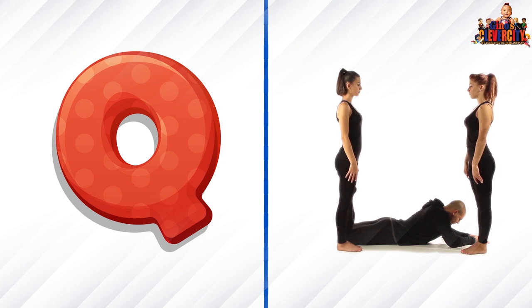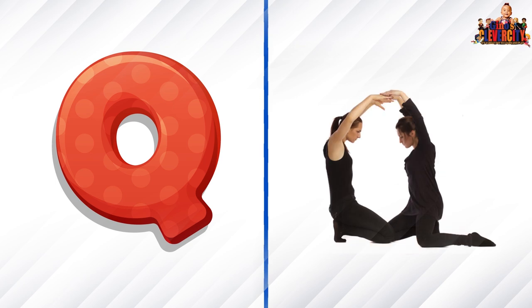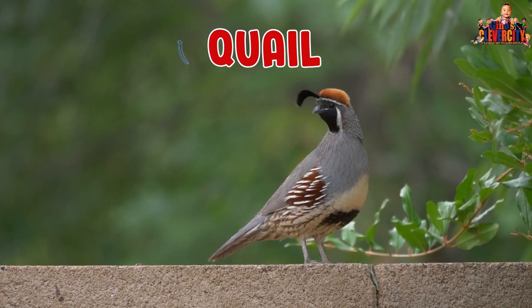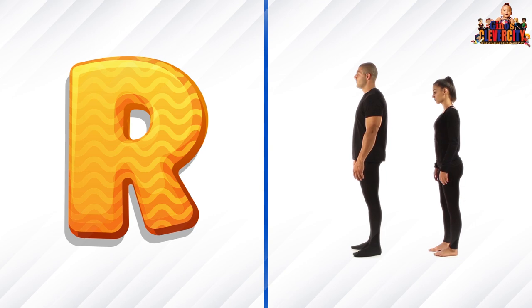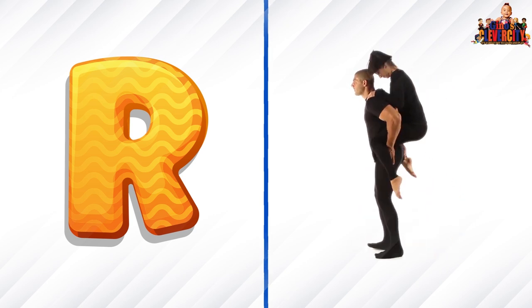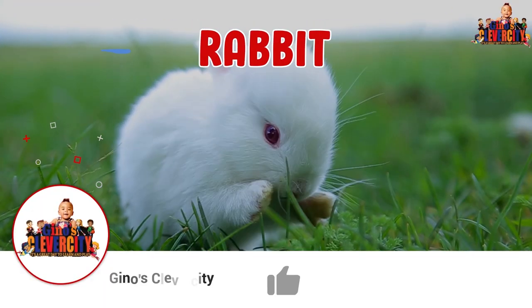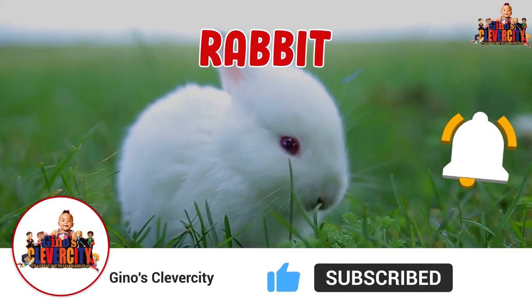Q. Q is for quail. Quail. R. R is for rabbit. Rabbit.